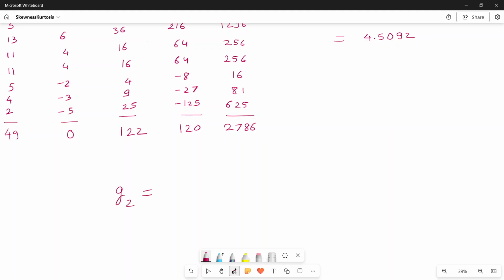Okay, so G2, sample kurtosis, is equal to, because n is small over here, we cannot use the population approximation, it's a sample. Okay, so it is n into n plus 1 divided by n minus 1 into n minus 2 into n minus 3, summation xi minus x bar raised to 4 upon s raised to 4.